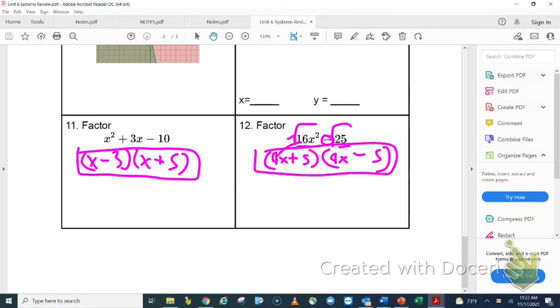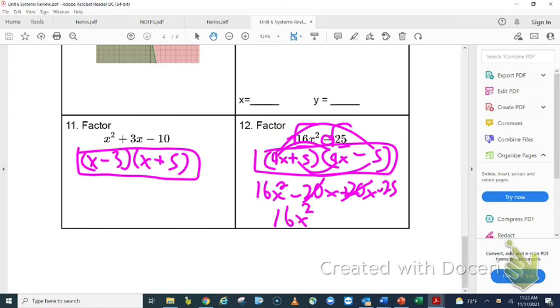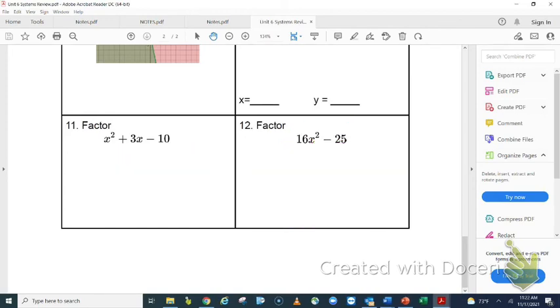We can go and check this. That's 16x squared minus 20x plus 20x minus 25. These middle terms cancel, and we're left with 16x squared minus 25. Oh, that's not our answer. That's our check. So our answer, once again, is 4x plus 5 times 4x minus 5.